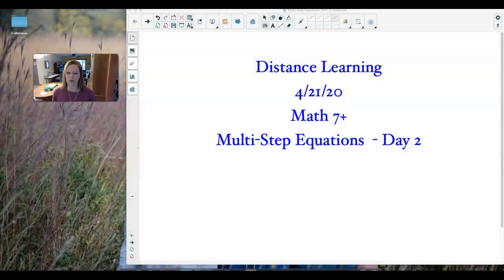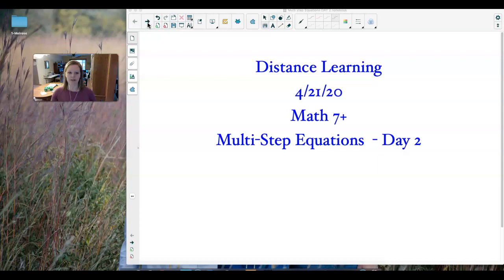Remember, we do want to get really good at solving equations because next year in algebra, that's what you're going to be doing all the time. So you're going to spend a lot of time working with equations, and we just want to make sure we're the best that we can be at it. So multi-step equations, day 2. Like I already said, we're going to add one step at a time and a little bit at a time.